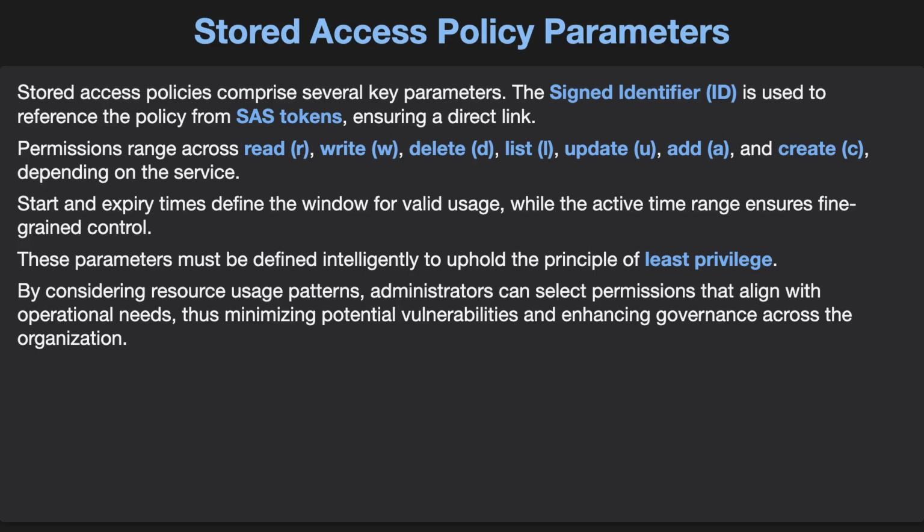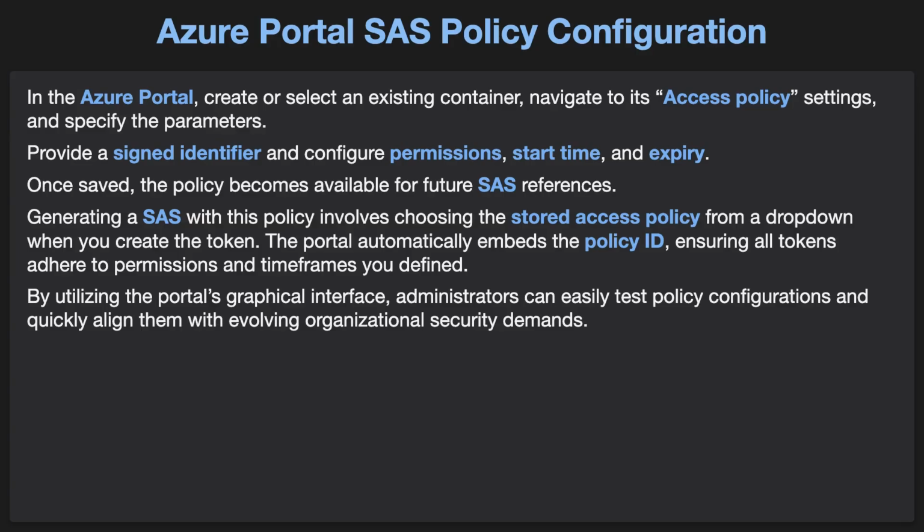These parameters must be defined intelligently to uphold the principle of least privilege. By considering resource usage patterns, administrators can select permissions that align with operational needs, thus minimizing potential vulnerabilities and enhancing governance across the organization. In the Azure portal, create or select an existing container, navigate to its access policy settings, and specify the parameters. Provide a signed identifier and configure permissions, start time, and expiry. Once saved, the policy becomes available for future SAS references.